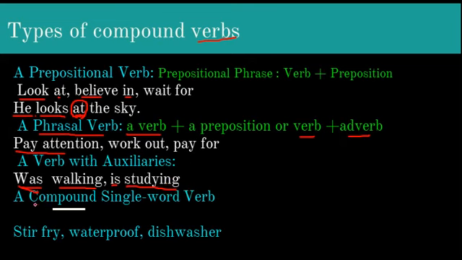Now, compound single word verbs. When a verb is a combination of multiple words, it is called a compound verb. For example, stir fry, waterproof, water plus proof, dishwasher. Compound verbs give the reader more information about the action being taken than a common verb that only shows an action.